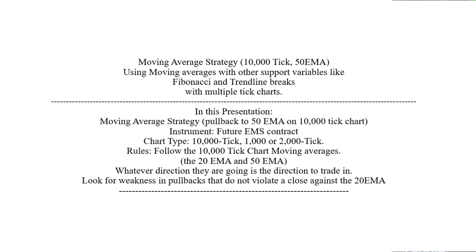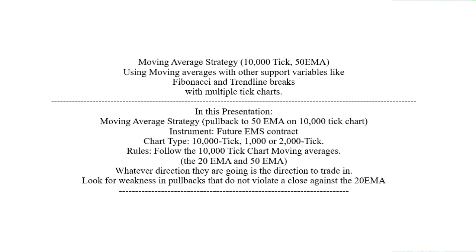So let's get started. In this presentation, we're going to use a 10,000 tick chart and a 1,000 tick chart to magnify in on the trade entries. And we're going to be using, like I said, the 20 EMA and the 50 EMA. The rule is whatever direction they're going in is the direction that we are going to trade in. In this presentation, it's a bullish upward trade, so we want the 20 to be above the 50, and we don't want the 20 to cross down below the 50.